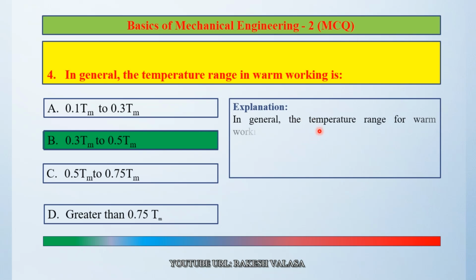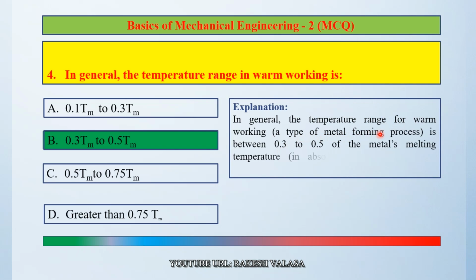In general, the temperature range for warm working, a type of metal forming process, is between 0.3 Tm to 0.5 Tm of the metal melting temperature, that is in absolute terms measured in Kelvin. So the correct answer is option B, 0.3 Tm to 0.5 Tm.